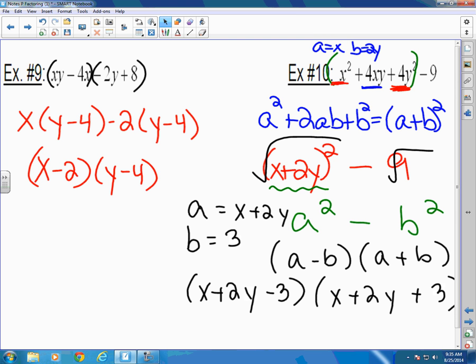So we factored it as a trinomial first, and that was just the first three terms. We left the negative 9 by itself. After we factored as a perfect square trinomial, we're still looking at the problem, noticing that it's an x plus 2y squared minus 9. That's a perfect square, but it's a binomial, and it's a difference of two squares. So we continue to factor it with the pattern a minus b, a plus b. So we've got x plus 2y minus 3 and x plus 2y plus 3.